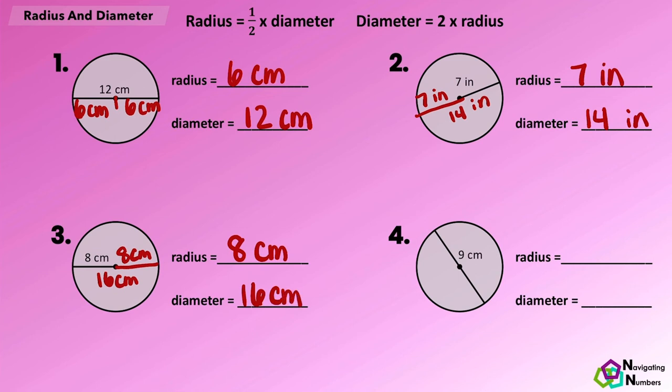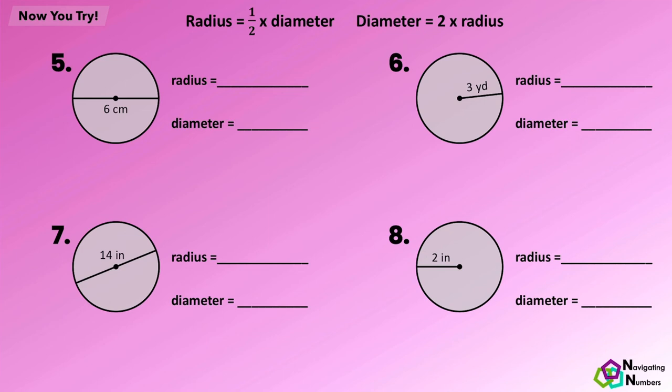And finally, we have number 4. We have a diameter of 9 centimeters. So to find the radius, we take half of that. So 9 divided by 2, that would be 4.5 centimeters. So the radius is 4.5 centimeters.